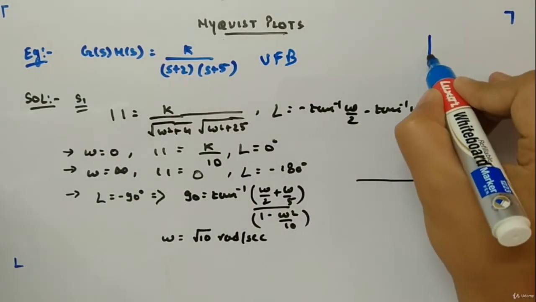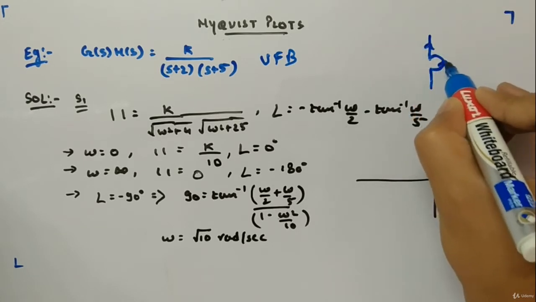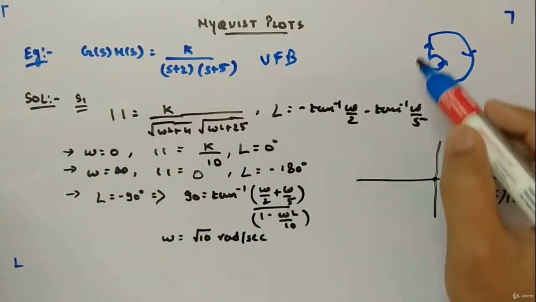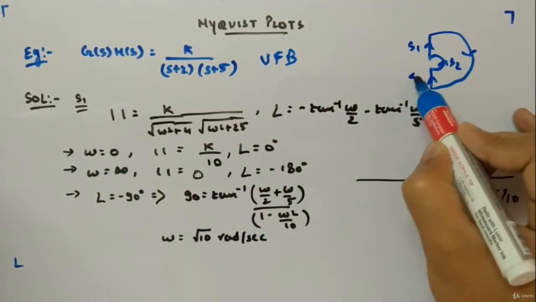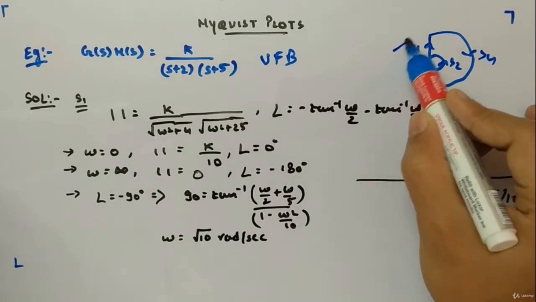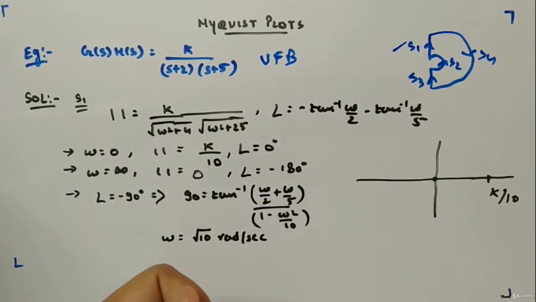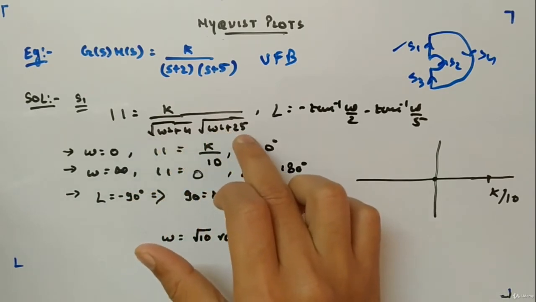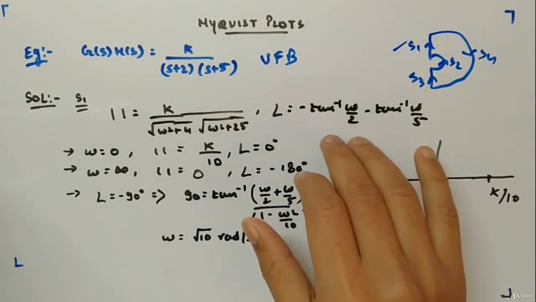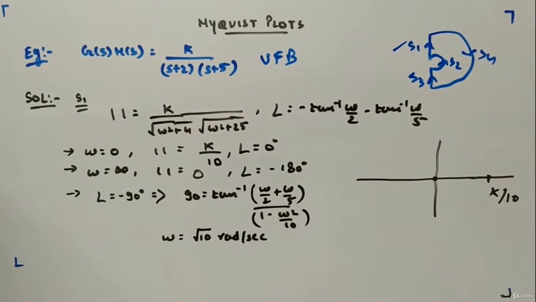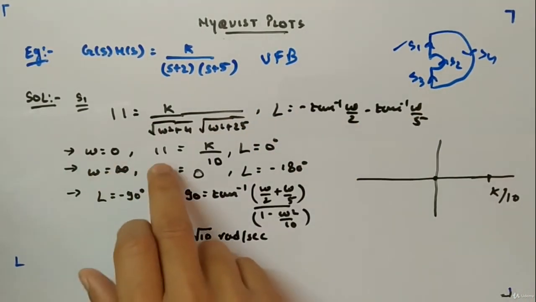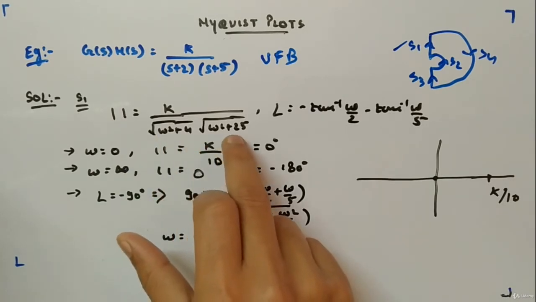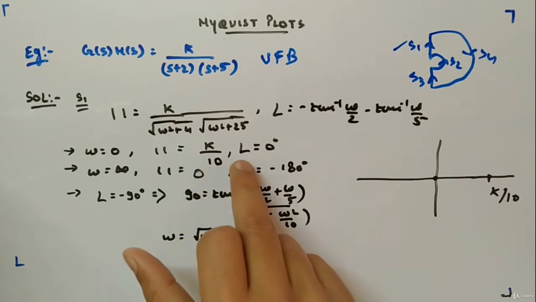First we will see the S1 region. Let's say we plot a contour in this fashion, normal clockwise. If you look at S1, S2, S3, S4, this part we are looking at is the polar plot only. The magnitude will be K / (√(ω²+4) √(ω²+25)). The angle will be −tan⁻¹(ω/2) − tan⁻¹(ω/5). Now at ω = 0, the magnitude will come out to be K/10, since √4 is 2 and √25 is 5. The angle will be 0.